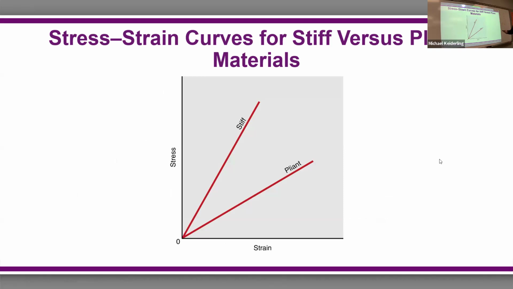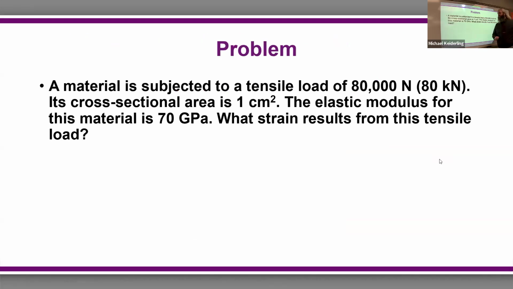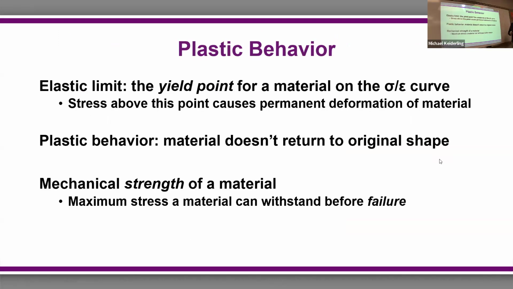So here, this is a stiff material. You can see the slope is steep. It takes lots of stress to get a given strain. Pliant, it doesn't take nearly as much stress to get a given strain. We will do these problems next time. I just want to go a little bit further.